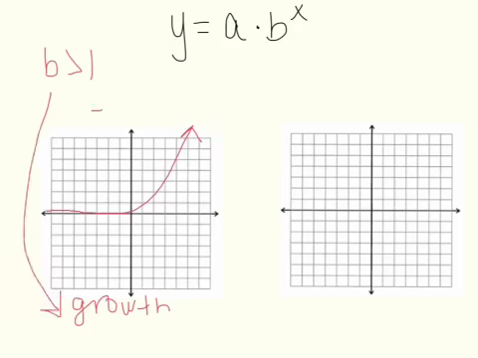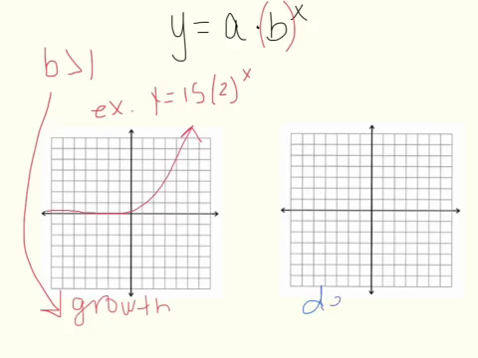For example, and this doesn't match with our graph, but if you had something like y equals 15 times 2 to the x, sometimes you can have the b in parentheses. This would be an example of growth because my b value, my base, is greater than 1, and it comes from the left and it grows at those regular intervals.